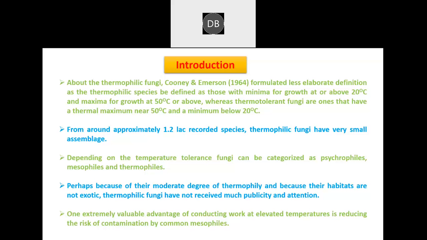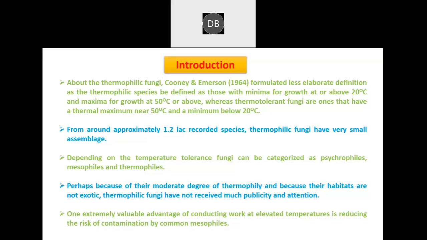Depending on the temperature tolerance, fungi can be categorized as psychrophiles, which grow below 20 degrees, mesophiles, with a 20 to 45 degree temperature range, and thermophiles, with a 20 to 60 and above range. Perhaps because of their moderate degree of thermophily, and because their habitats are not so exotic, thermophilic fungi have not received much publicity and attention.